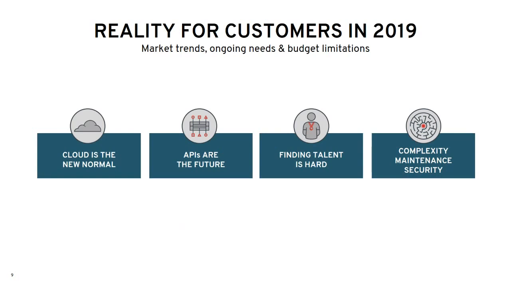APIs are the future. If you have two different applications, you will have an API to integrate them together. API is nothing but application programming interface. Finding talent is hard. One IT person may be very strong in the Windows or Microsoft platform, but may not be as strong in Linux flavors or the Linux platform. So finding talent is hard because of understanding the skill set. Complexity, maintenance, and security are the reality in the market on the customer side.